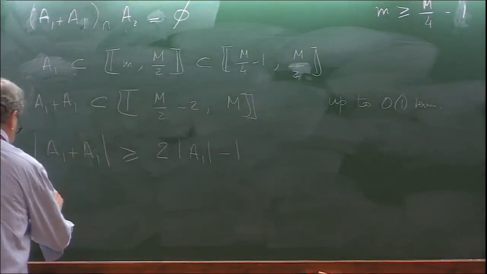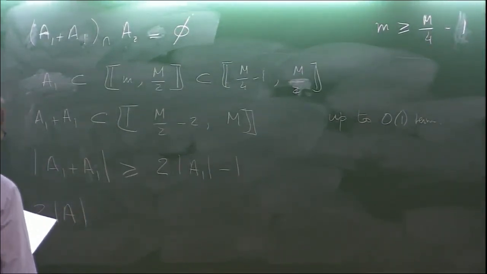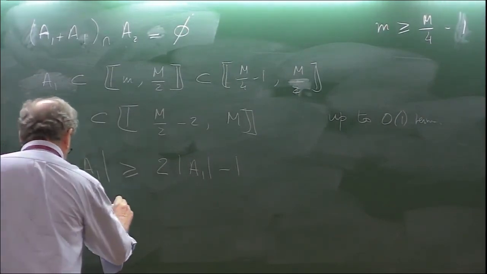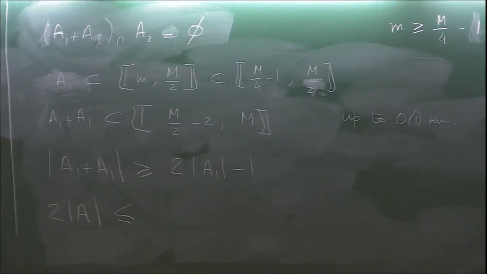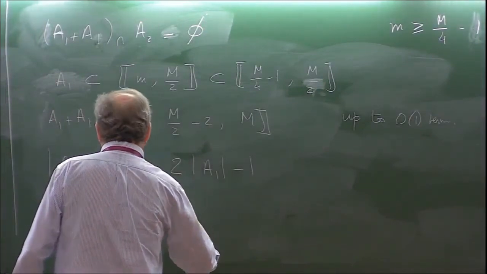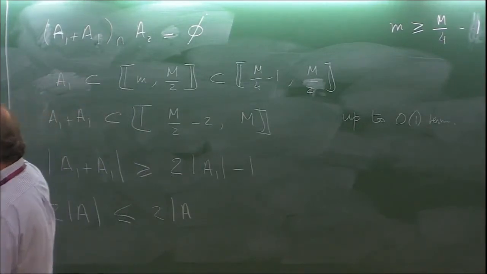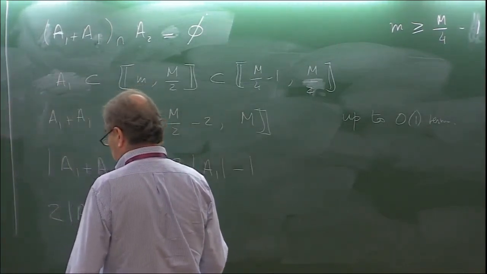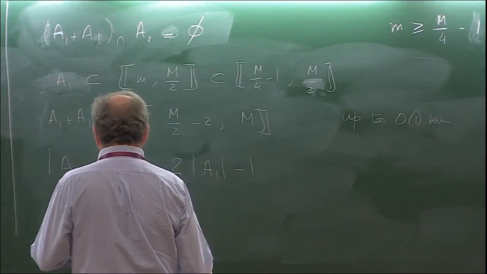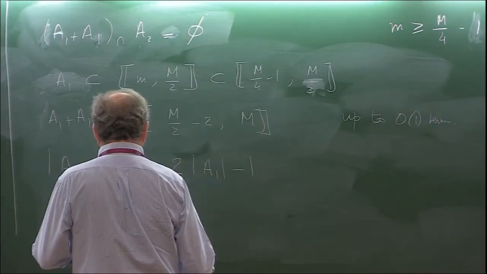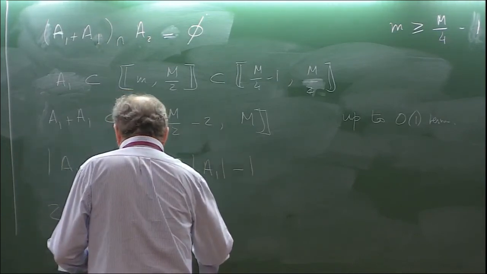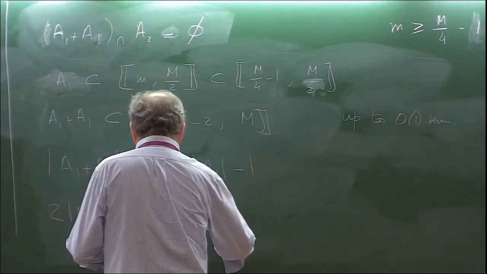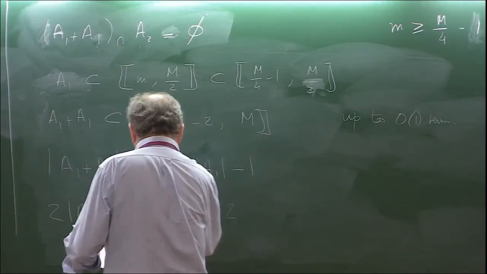So you get something which is 2 times A. This is larger than 2 times A1 minus 1, so 2 times A is at most 2 times A1 plus 2 times A2.